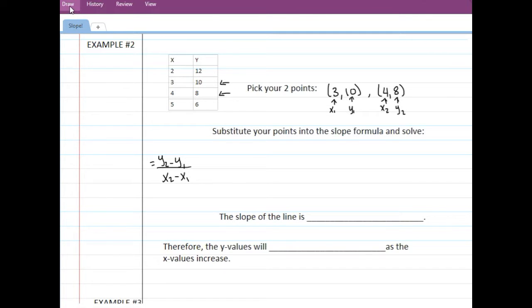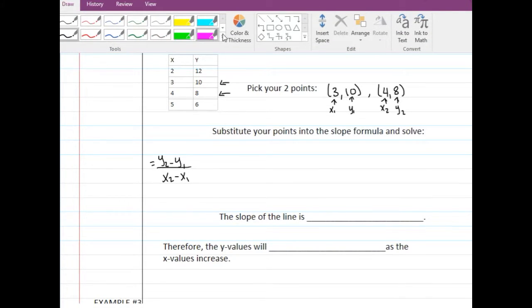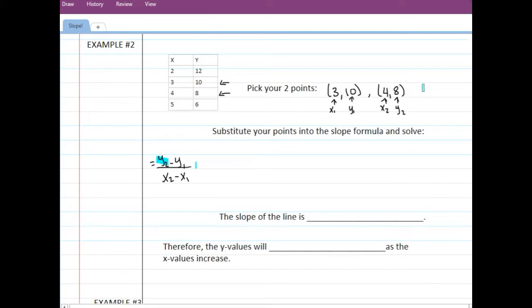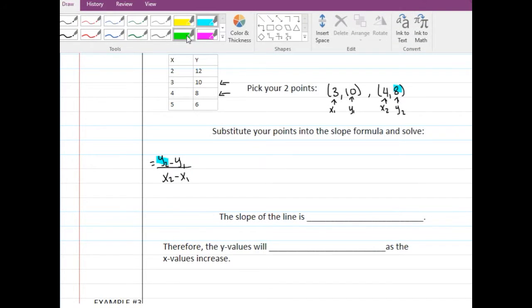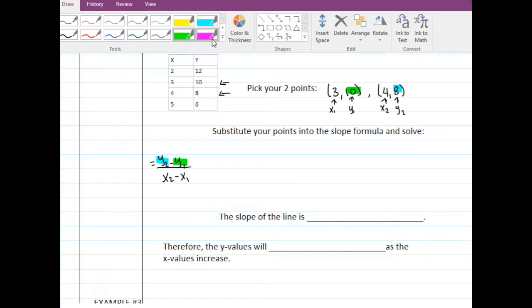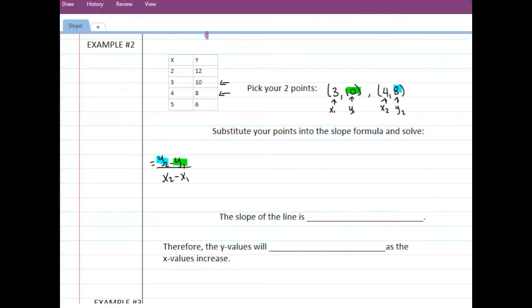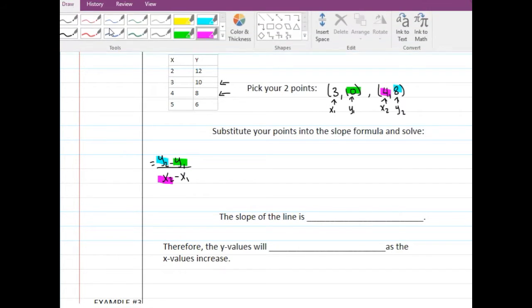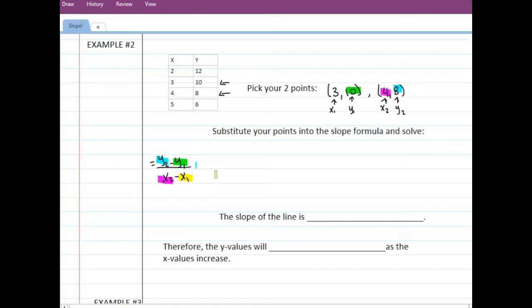Okay, so let's highlight all of our numbers. We have y2, which is going to be blue, is equal to 8. We have y1 is going to be green, and that is equal to 10. Next we have x2, which we're going to highlight pink, and that's going to be 4. And the last one we're going to highlight yellow, and x1 is going to be 3.